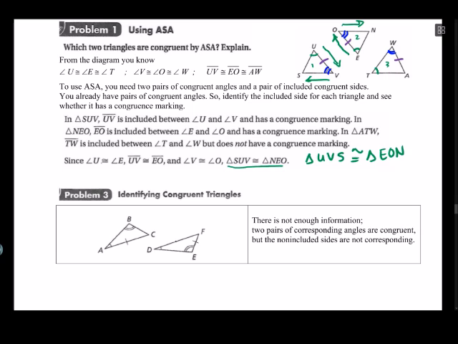And another example, are these triangles congruent? We do not have enough information. We do not have an included side. No included side.